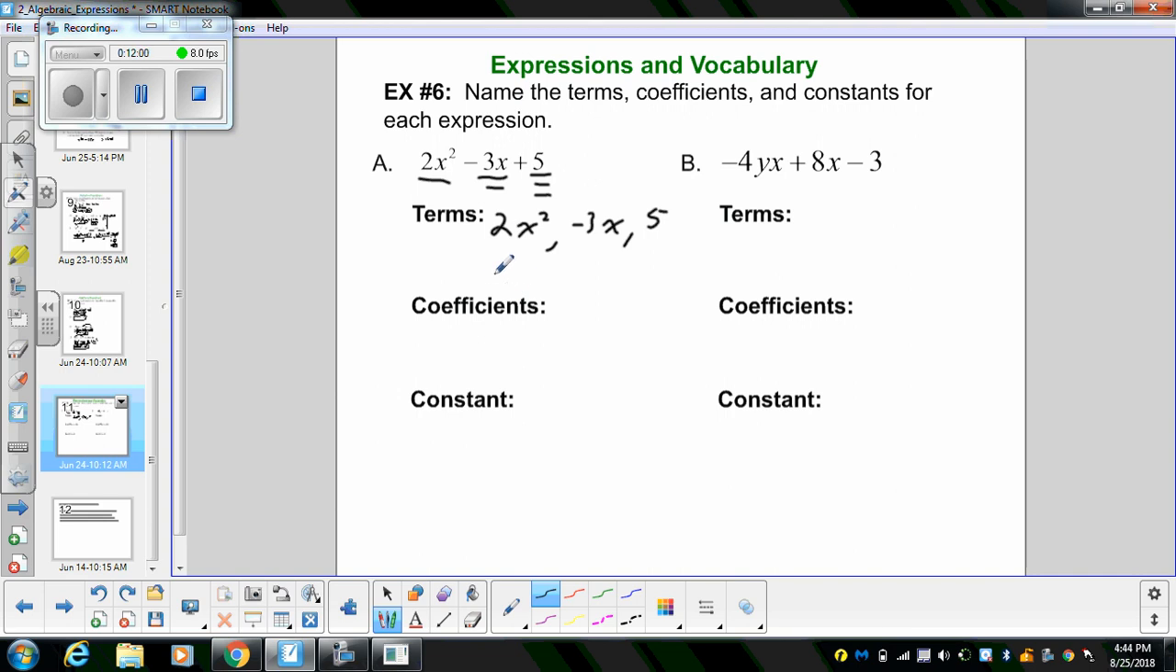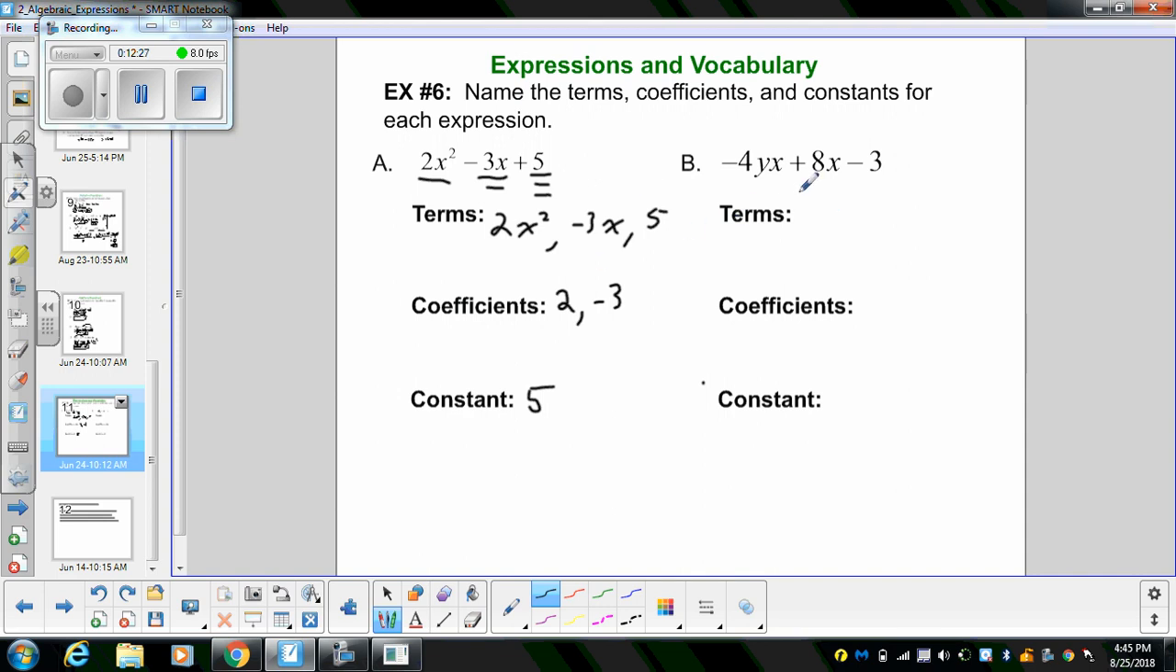Your coefficients are just the numbers. Right? The numbers in front of letters. Let's distinguish that. So the coefficients are the numbers in front of letters. So that would be just your 2 and negative 3. And your constant is the number that does not have any letter. So in this situation, that is 5. Okay, so if you like to pause here and try to do B, that would be a good idea.